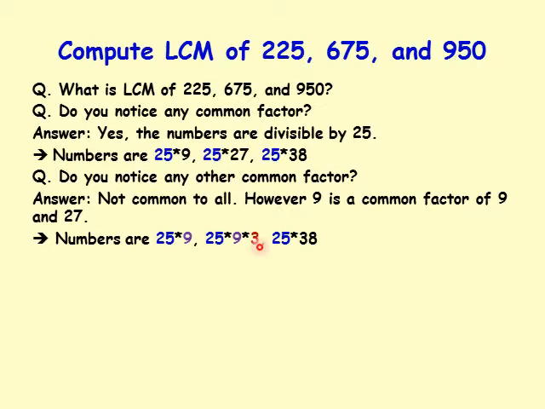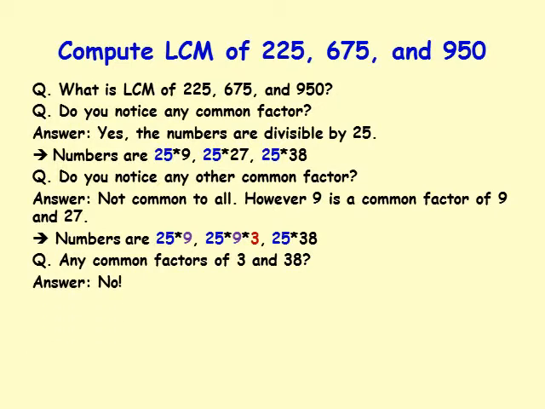Those are odd numbers so far. So are there common factors of 3 and 38? Nope, there is no common factor. They are not both even, and they are not both divisible by 3. Let's continue. HCF is 25, the factor common to all the numbers.